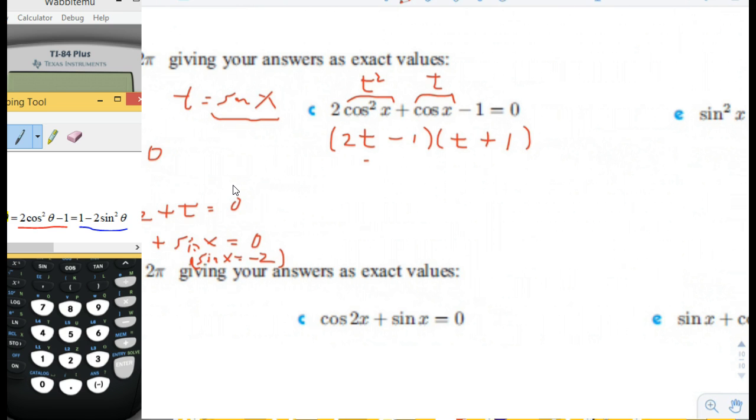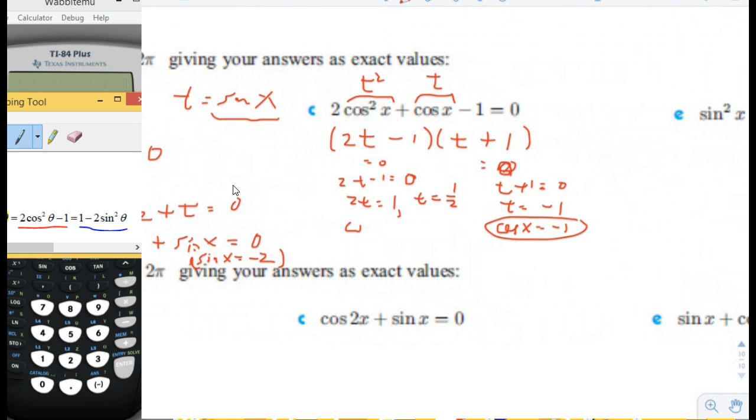Okay, and then let's set this equal to 0, and let's set this equal to 0. So 2t minus 1 equals 0, and then we solve for t: 2t equals 1, so t equals 1/2, right? And then over here, t plus 1 equals 0, t equals negative 1. So that would be cosine of x equals negative 1, and the other one is cosine of x equals 1/2, and I think there are valid solutions for both of those.